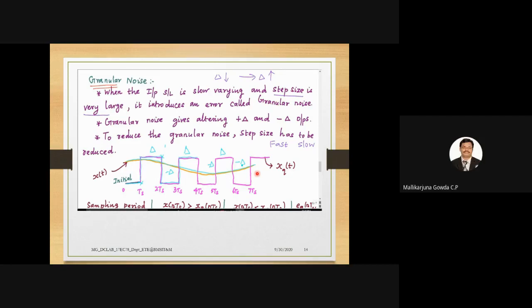When the input is changing very fast, during that time I need to increase the step size, as well as the sampling frequency. I said if I increase the sampling frequency, it requires large bandwidth, right? And increasing the step size may overcome the problem of slope overload distortion. But when the input signal is not changing very fast, that means there is a slow varying input signal, in that case it will be alternating between plus delta and minus delta. We call that what? Granular noise. To reduce that granular noise, what I said, we need to reduce the step size.